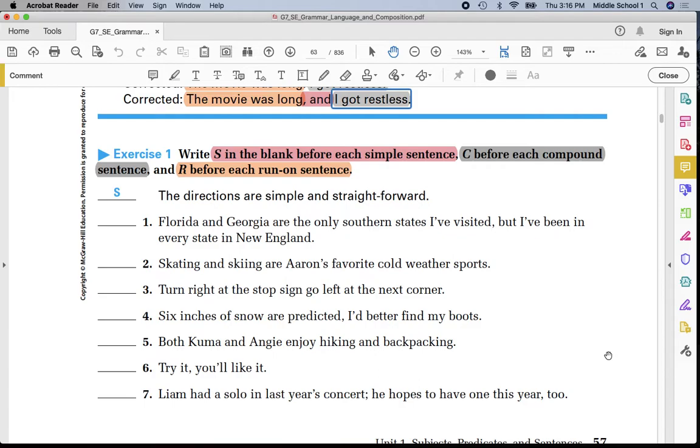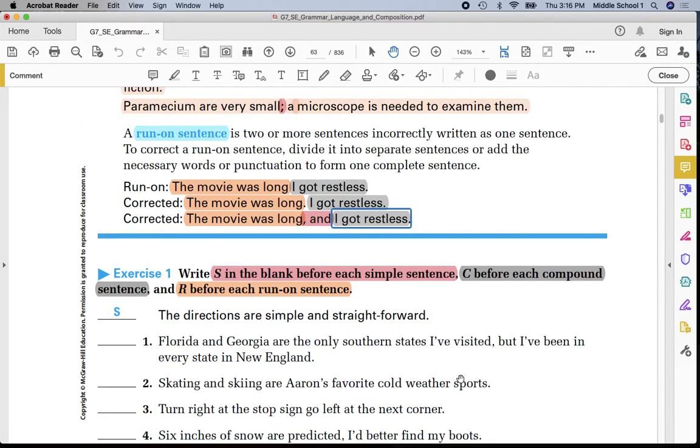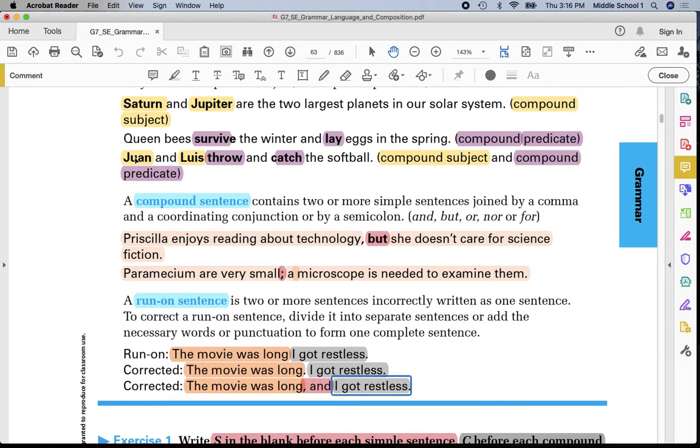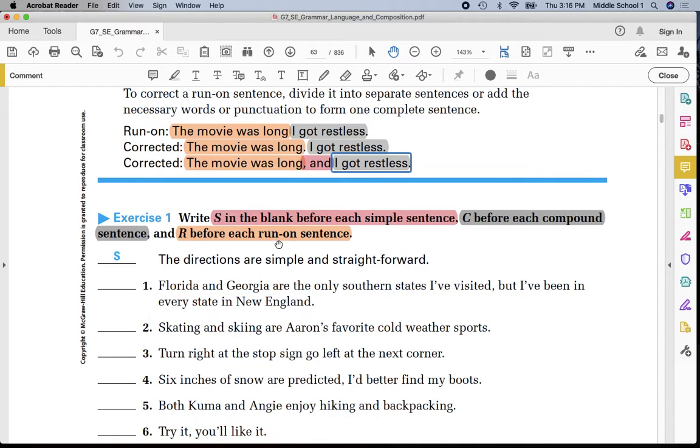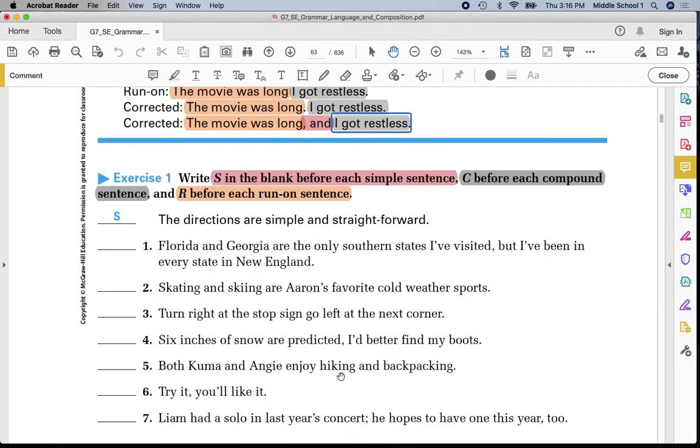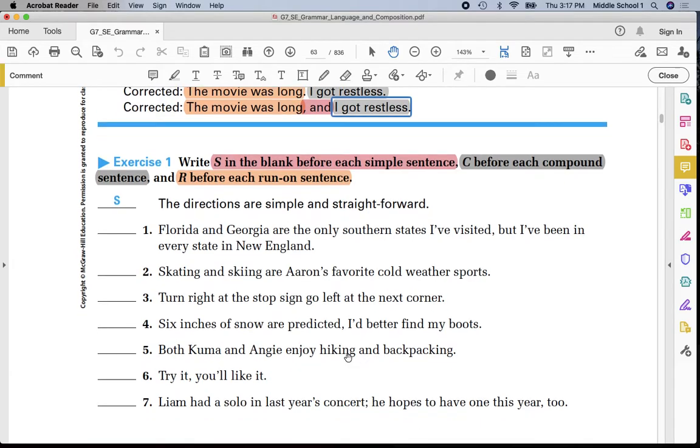5. Both Kuma and Angie enjoy hiking and backpacking. Number 5 is like this example up above. You notice in the example on the top of my page, I have a compound subject and a compound predicate, but it is not a compound sentence. Kuma, Angie, hiking, backpacking. Those are compounds, but it's a simple sentence. Try it, you'll like it. Run-on. Again, it's the wrong kind of punctuation.